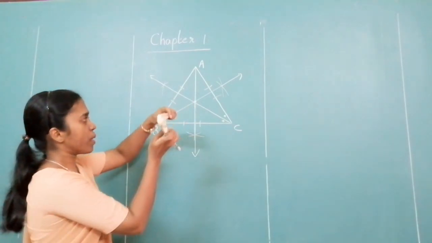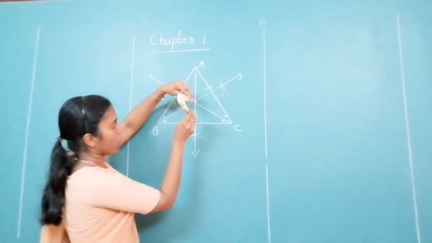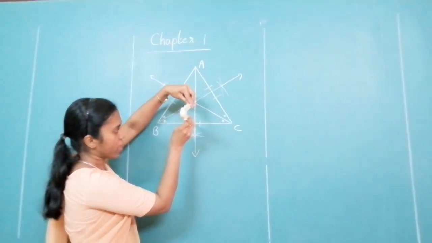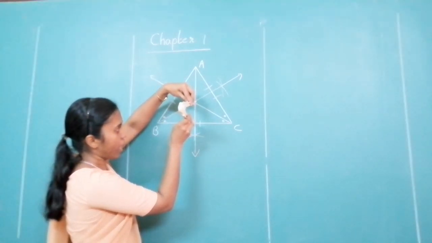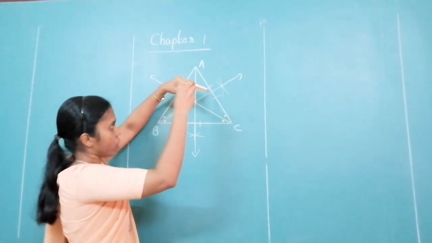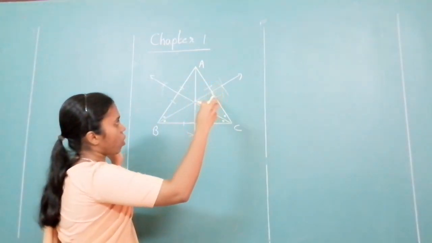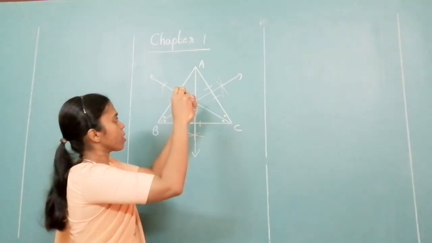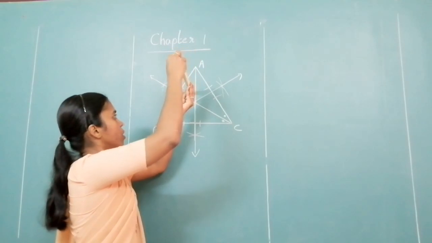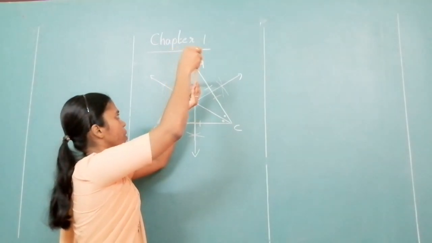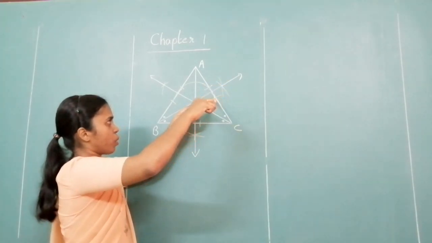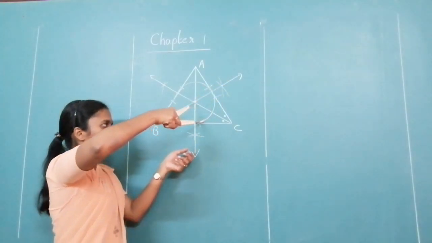Now keep the compass point at this point of concurrence. And touch the other arm. Just touch the side. Only touch it. You just touch and see. You will see that it is touching all three sides. This is a problem with the compass because it is slipping. You will be able to do it better because you are drawing it in your notebook.